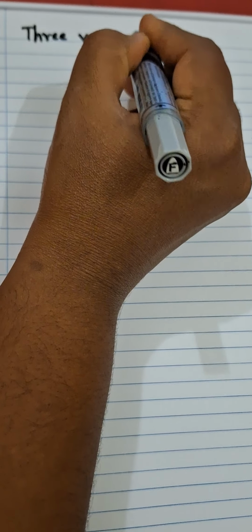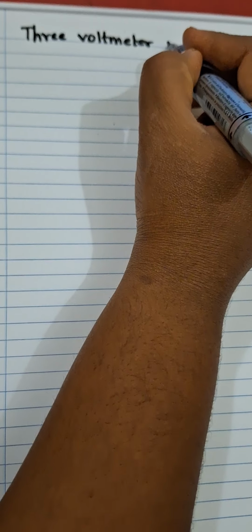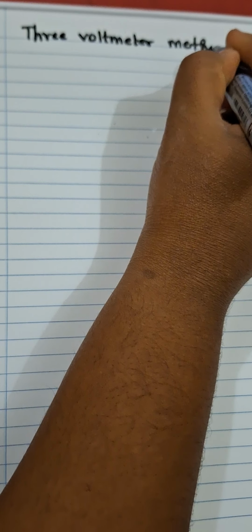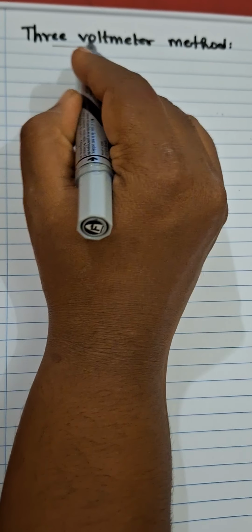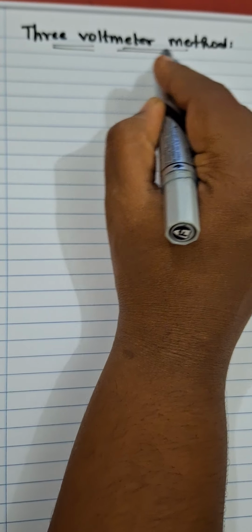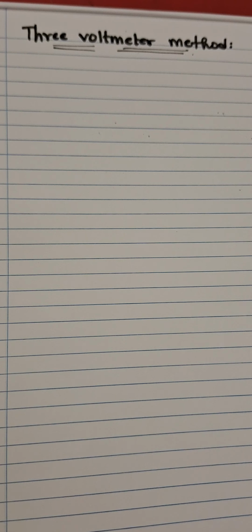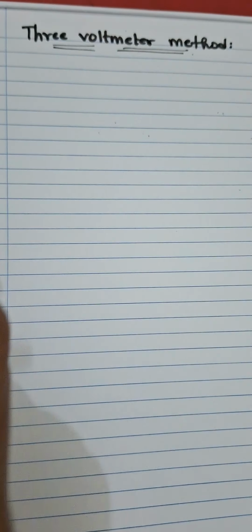So we are going to do the 3 voltmeter method. Same like how we calculate the resistance, here also to find the inductance we are using the 3 voltmeter method. So for the 3 voltmeter method, what are we supposed to do?